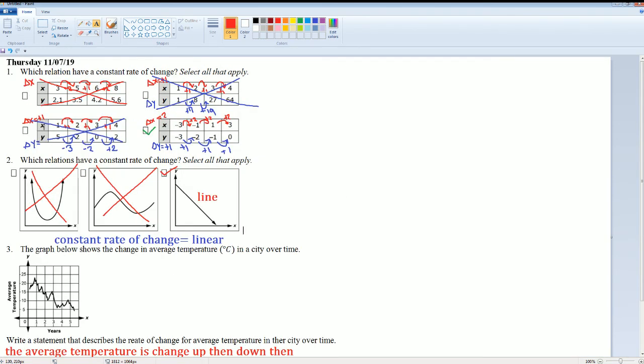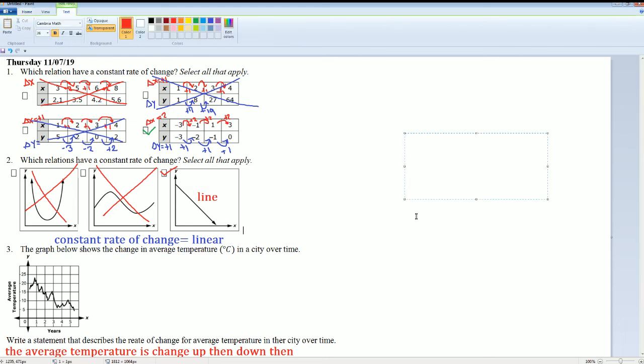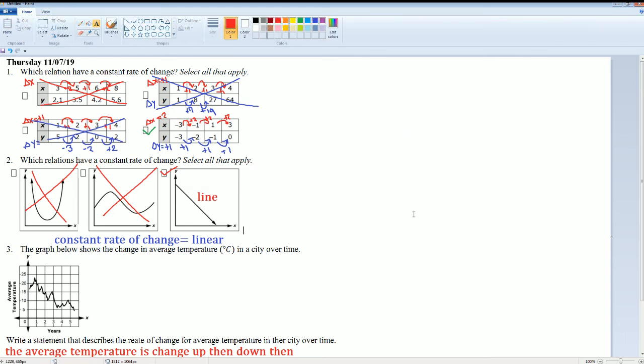That's it. The long part here was finding the delta x and delta y. Okay, there you go. That's all your homework solution for Thursday, November 7th.